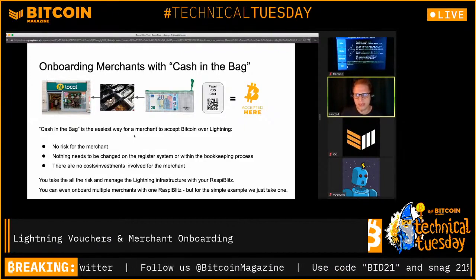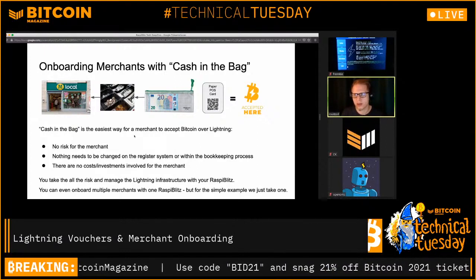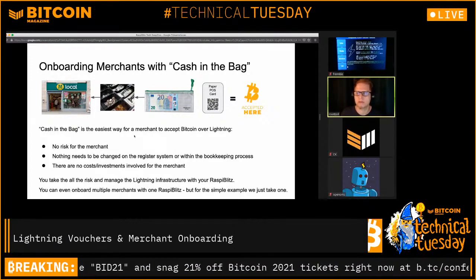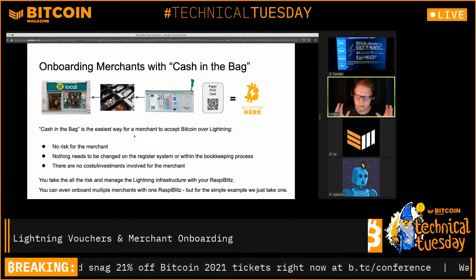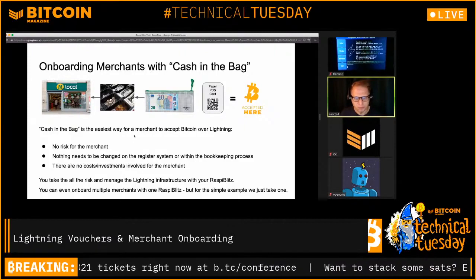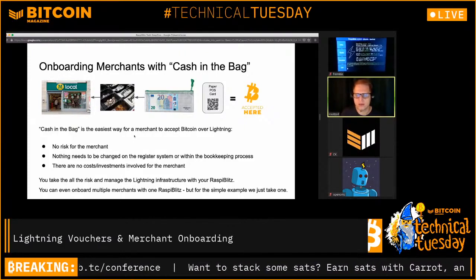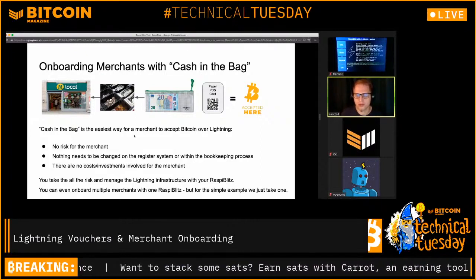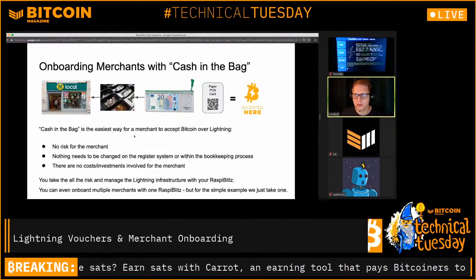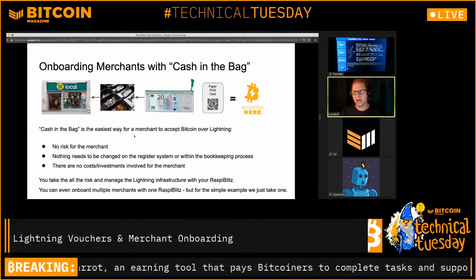Second, because the second action you can do, also based on LNbits, is onboarding merchants with a concept we call cash in the bag. It's not maybe the best name, but I think at least you start to get a picture and you remember it. The idea, the cash in the bag, for us, seems to be the easiest way to onboard merchants accepting Bitcoin over Lightning at the moment. And really, it's just an onboarding solution. It's not something you should scale up to big amounts or to 100 merchants or whatever.